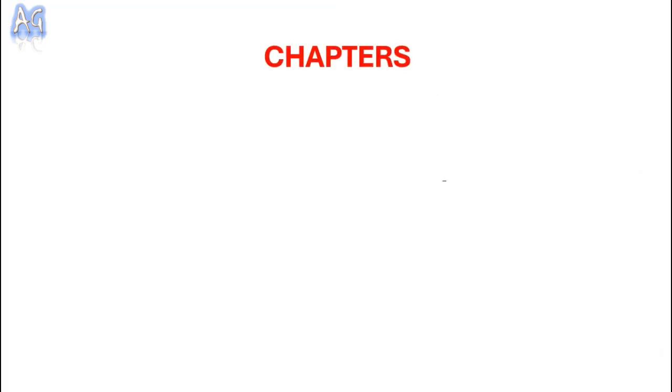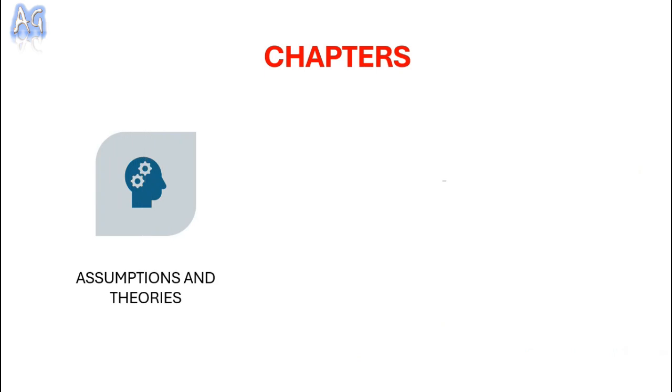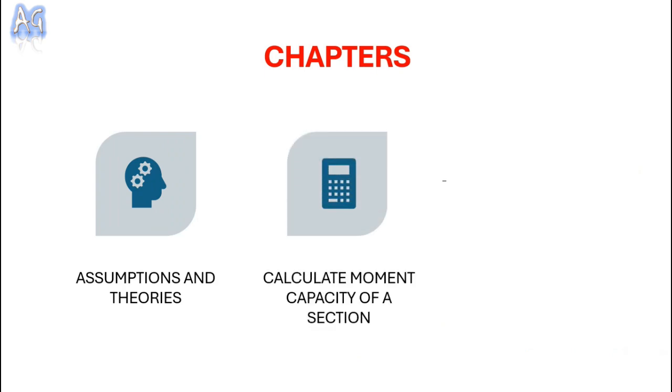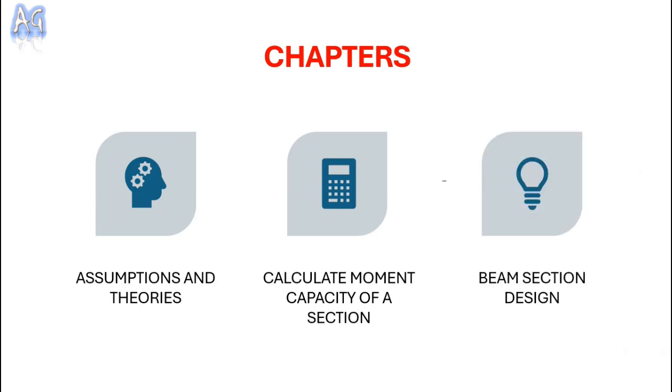This video I have divided in 3 chapters. Chapter 1, assumptions and theories. So here basically we will know what assumptions are considered in IS 456 and what theories we need to know to analyze and design a singly reinforced beam. In the next chapter we will see how to calculate moment capacity of a given section, and finally in the last chapter we will see how to design a beam section for a given moment. So these are the 3 chapters we are going to discuss in this video.